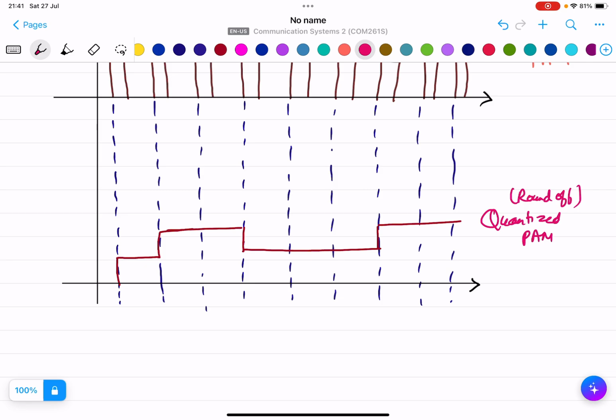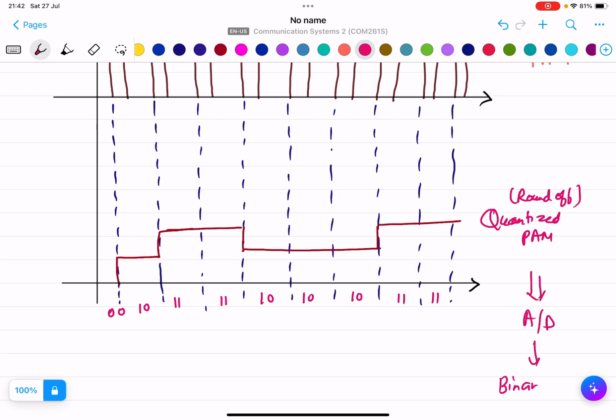And now if I need to put the answer, then it is 0 0. This is 1 0. Let us say this is 1 1, and this is 1 1. And again now it is 1 0, 1 0, 1 0. Let us say this is 1 1 and this is 1 1. This will pass through the analog to digital converter, and then it will give the binary output. This 0 0 and 1 0 is the binary output. So this is all about the transmitter.